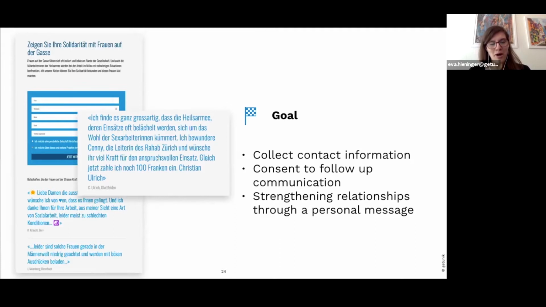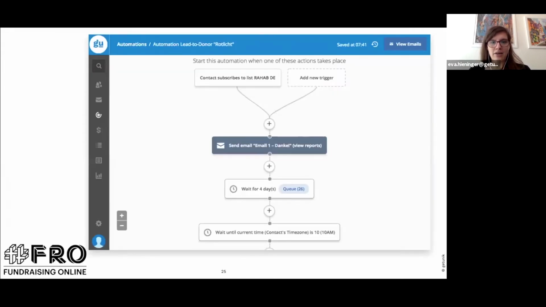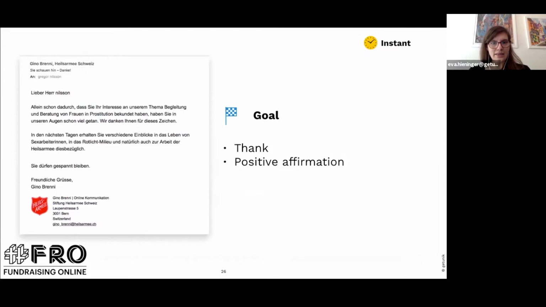even though the marketing automation hasn't started yet. So once they leave their contact information, they are going to get a thank you email right away. So this thank you email looked like this. Obviously the goal here was to thank the people and also to give them a positive affirmation of what they were doing. And you see the layout of that thank you email is pretty simple.